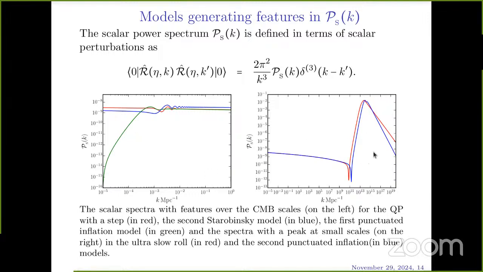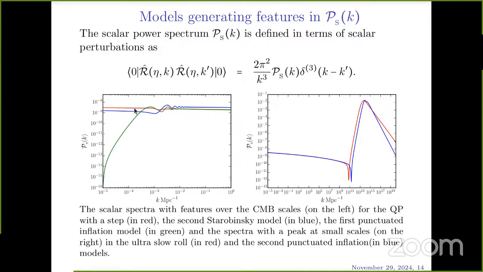Similarly, these models generate features over small scales, and there is a very high amplification of power on these scales. These models are very interesting from the perspective of generating PBHs after inflation. So now let's understand how magnetic fields can be generated.